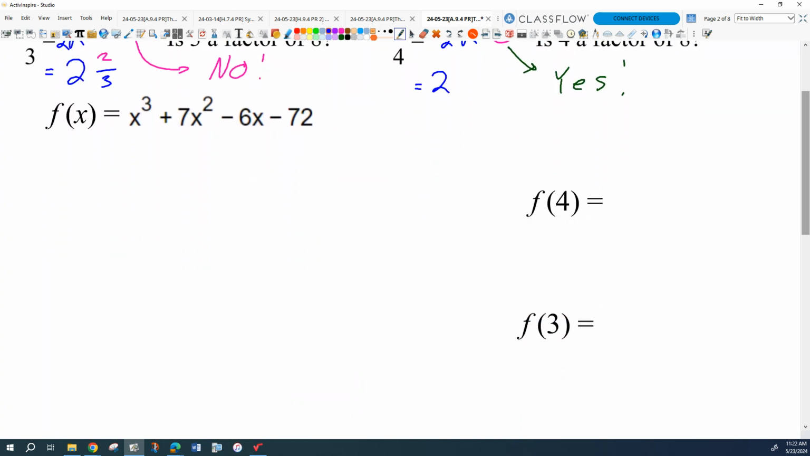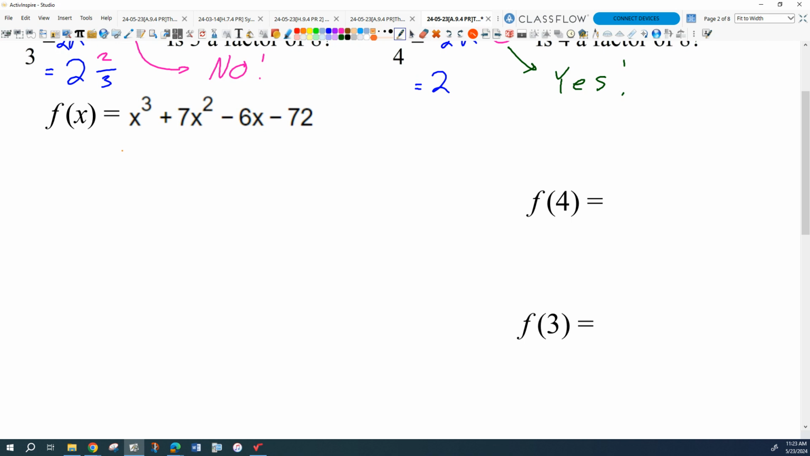So if I want to evaluate a function like this, I want to calculate f of 4. How can I do that? I plug 4 in, right? If I want to find f of 4, I can just plug 4 in for x. That's one way to do it. How can I use my synthetic substitution trick? How can I use synthetic division to substitute a value into a function? Do you remember how that works? There's a way to do this, right?